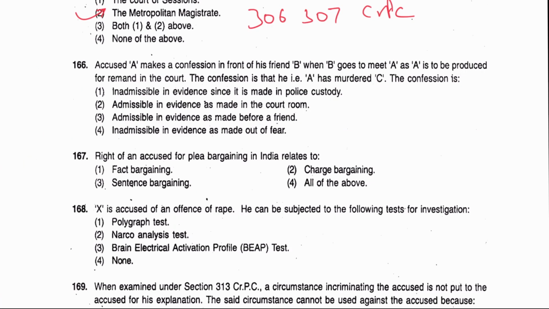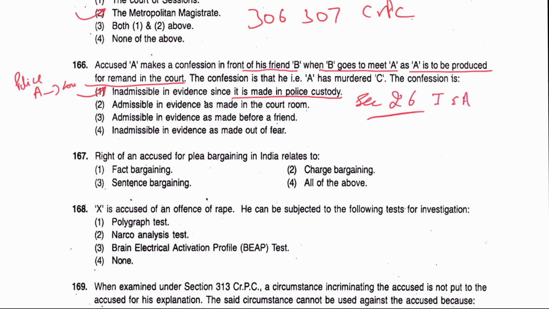Next question number 166. Accused A makes a confession in front of his friend B, when B goes to meet A as A is produced for remand in the court. See, the police is taking A to court and there he met his friend B and confessed in front of him; is he not in police custody? He is in police custody, so what will happen? It is inadmissible since it is made in police custody. So 1 is the answer. Where is it mentioned? In Section 26 of the Indian Evidence Act.